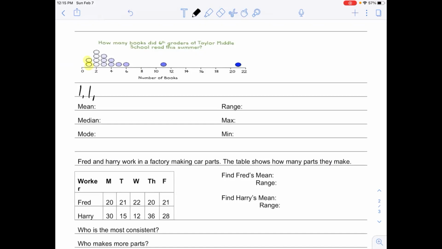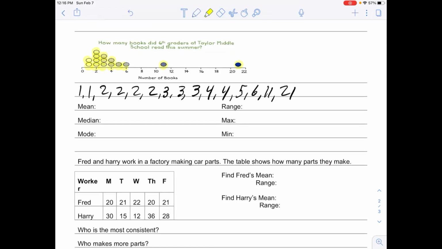So each of these dots represent a number. So we can go ahead and fill in all of the data points. So the number 2, there's 1, 2, 3, 4 of those. So 2, 2, 2, 2. 3, 3, 3. 4, 4. 5. 6. 11. And 21.